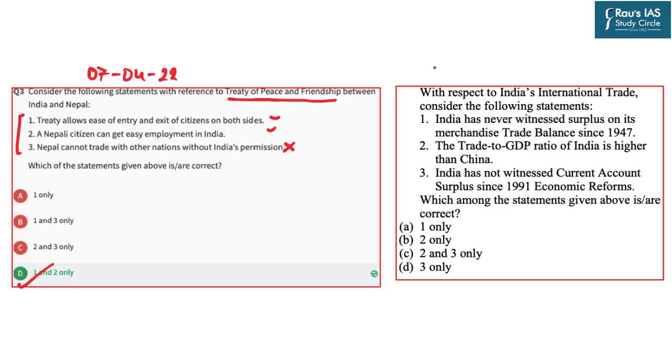The question from today's DNS dated 8th April 2022 is in front of you. The question says that with respect to India's international trade, you have to consider the following statements. Statement 1: India has never witnessed a surplus on its merchandise trade balance since 1947. Statement 2: The trade to GDP ratio of India is higher than China. Statement 3: India has not witnessed a current account surplus since the 1991 economic reforms. You have to find the correct statements out of the given 3 statements. Option A is 1 only, option B 2 only, option C 2 and 3 only, option D 3 only.